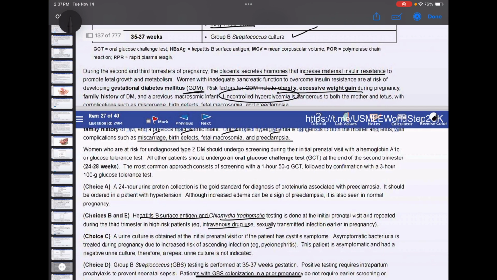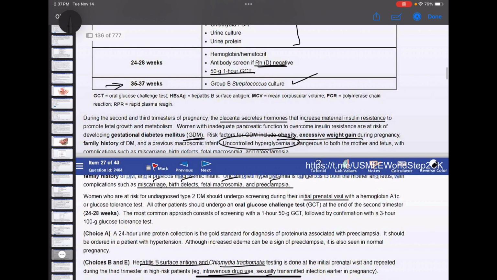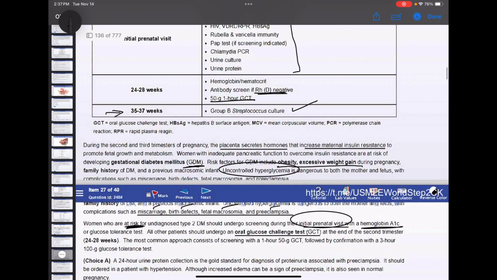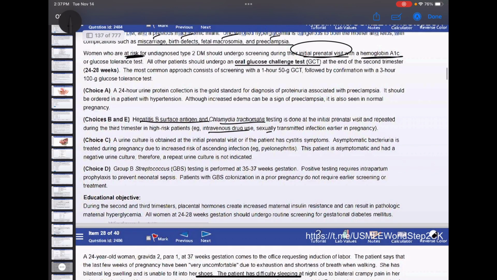Women at high risk of undiagnosed type 2 diabetes mellitus should undergo screening during their initial prenatal visit. So not around 35 to 37 weeks, but in their initial prenatal visit, we are going to check for hemoglobin A1C or glucose tolerance test in those at risk of diabetes. All other patients should undergo an oral glucose challenge test at the end of the second trimester, 24 to 28 weeks. The most common approach consists of screening with a 1 hour 50 gram GCT followed by confirmation with a 3 hour 100 gram GTT.